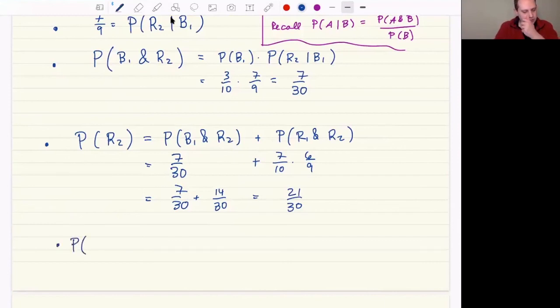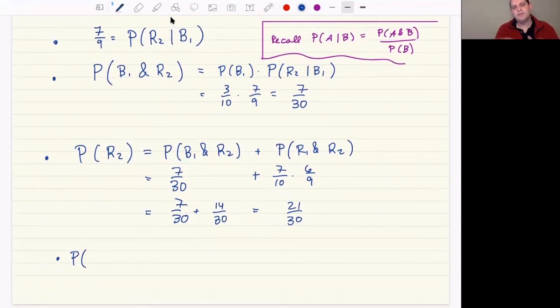The last thing I want to do is I want to do this backwards. We've talked about how to find the probability of R2 given B1. But what I want to know is the following. I want to know what's the probability that the first marble that we selected was blue, given that I already know for some reason that the second marble is red. That's a slightly backwards way to ask the question, and that seems slightly silly in this case. But there's a reason why we want to talk about it. This is actually an example of what's called Bayes' theorem.